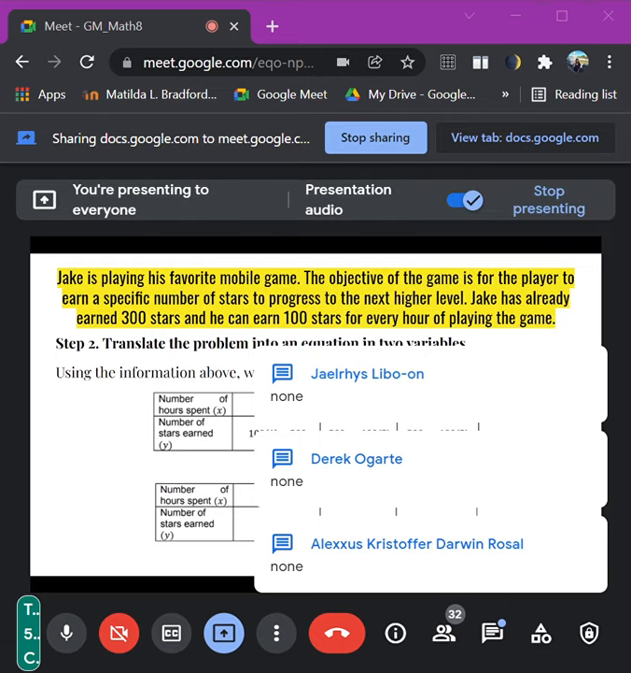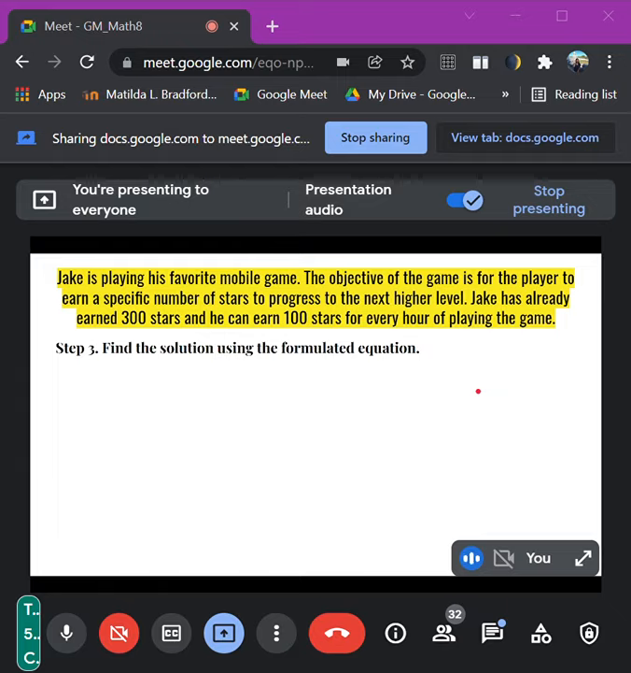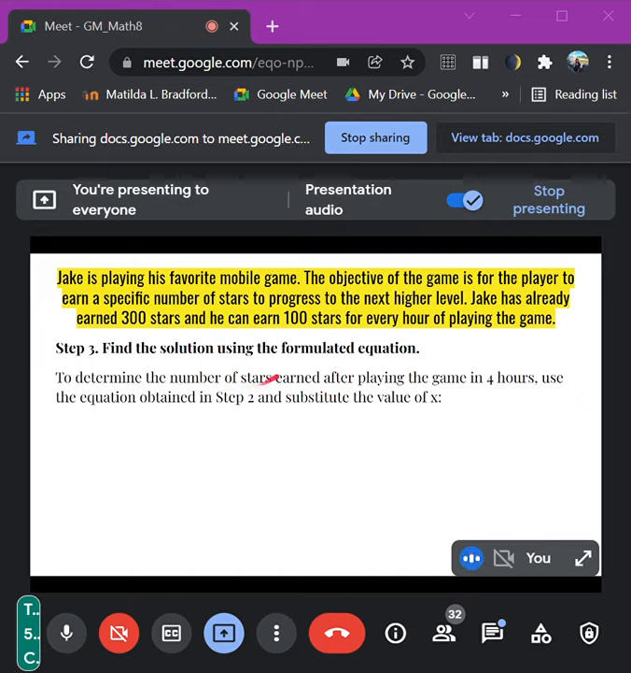Okay, wala ra. Now, what if here in my given problem class is na ko'y gihatag nga problem? So, you have there, find the solution using the formulated equation. So, atong formulated equation, we have Y is equals to 300 plus 100X or 100 times X. So, we have here to determine the number of stars earned after playing the game in 4 hours. So, we're going to use the equation obtained in step 2 and substitute the value of X. So, we have this one, diba, which is Y is equals to 100X plus 300. So, as you can see, class, unsa ni siya nga form? Is this standard or is this slope-intercept form?